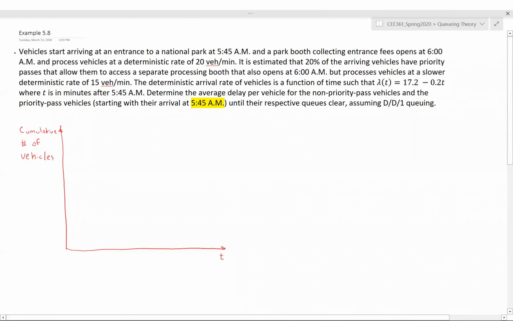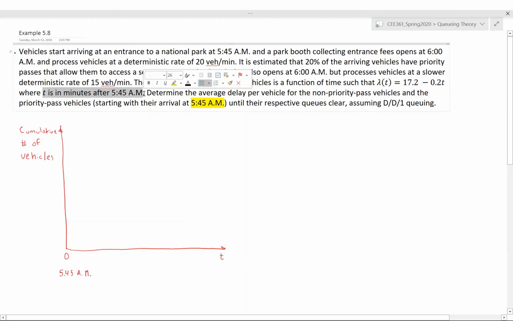What the problem says is that at 5:45 a.m., that's going to be the start of our problem. So we're going to put time 0 there. We're going to start measuring time from that point on, particularly because the problem gives you some hints, right? They tell you t is in minutes after 5:45. So you don't have to guess too much what would be a good origin of the graph. Vehicles start arriving, and we will have some cumulative arrival curve.